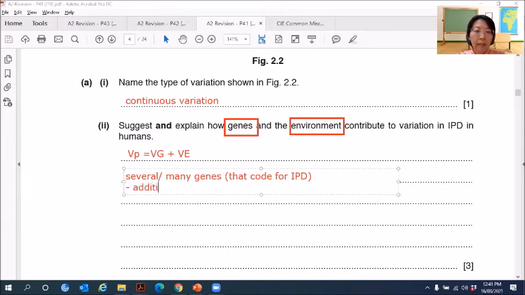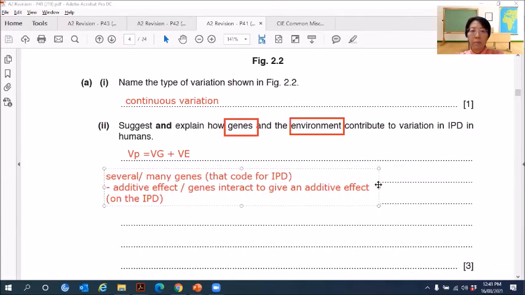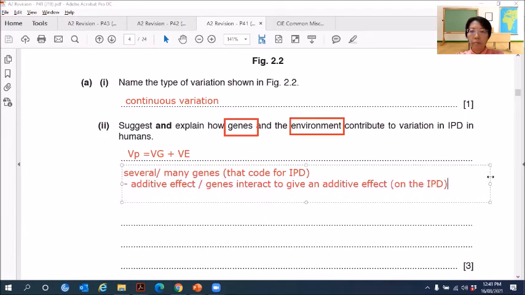So these genes have got additive effect, or the genes interact to give an additive effect on the phenotype, which is actually IPD. So this is how you apply your knowledge to answer the question. This part is about the genes, how the genes contribute to variation, how the genes interact to give the variation that you can see. This is the property of the genes for continuous variation.